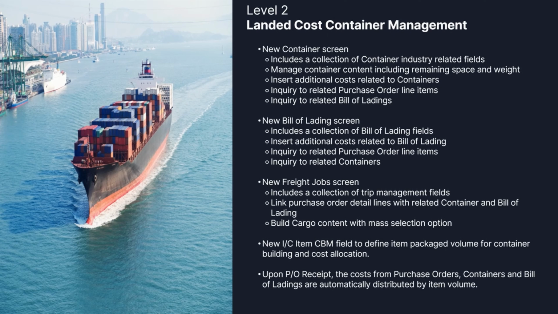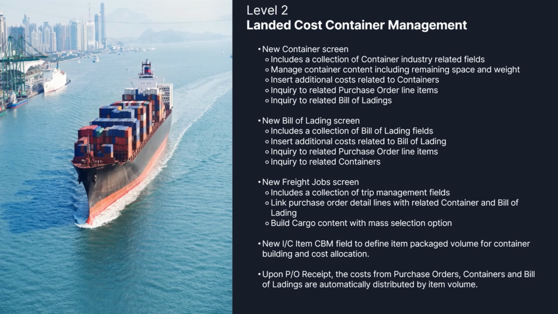In this option, we have created new screens within Sage 300. The first screen is a container screen. This allows us to capture container-related fields, manage container content including remaining space and weight, insert additional costs related to containers, inquire about the related purchase order lines, and inquire about related bill of ladings. Our second screen is the bill of lading screen. This includes a collection of fields related to bill of ladings, allows for insertion of additional costs related directly to the bill of lading, allows us to inquire related PO lines, and inquire about related containers.